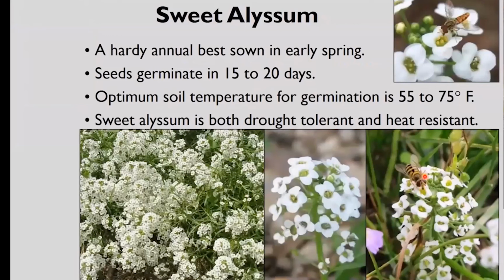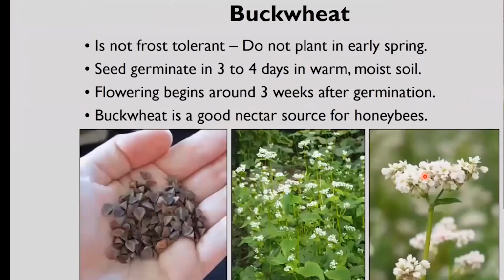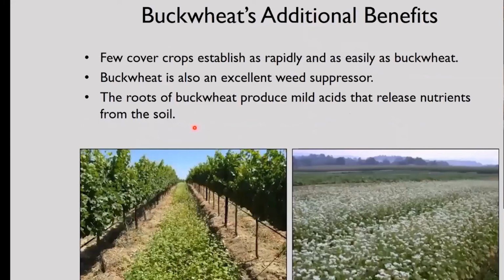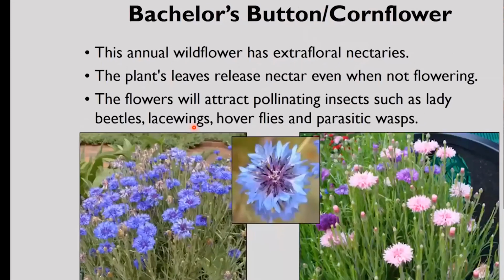And here we have a syrphid fly. Buckwheat grows like a weed. You can throw these down, they germinate in 3 to 4 days. But be very, very careful not to plant too early because frost will take these out. And buckwheat also has additional benefits for the soil as well. Excellent weed suppressor. So it has benefits for our insects and our soil. So I always recommend buckwheat.